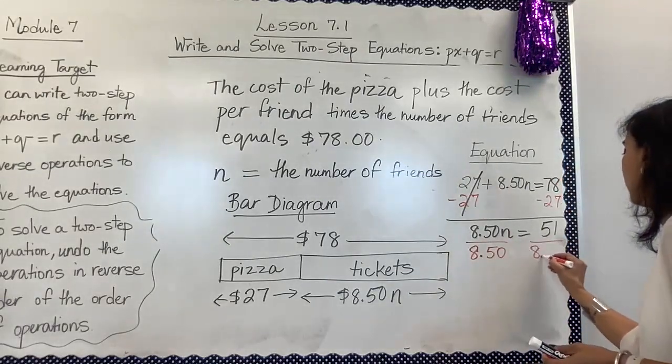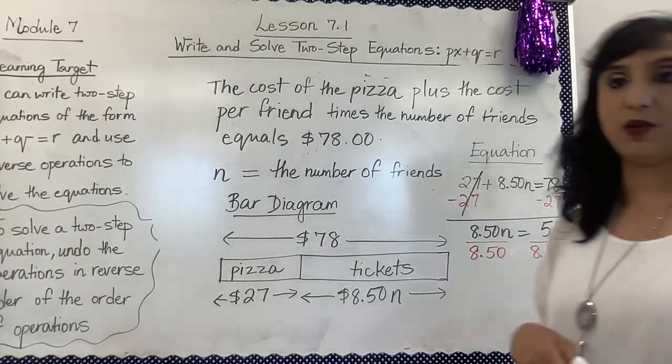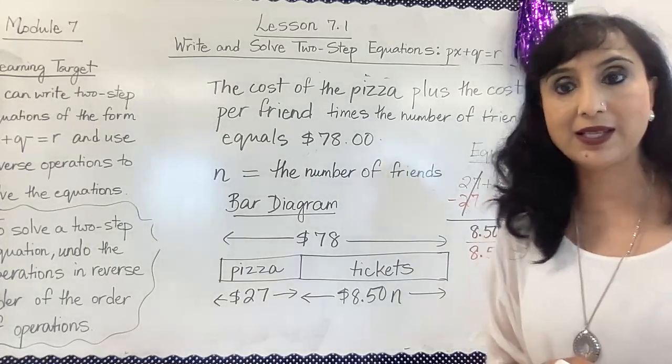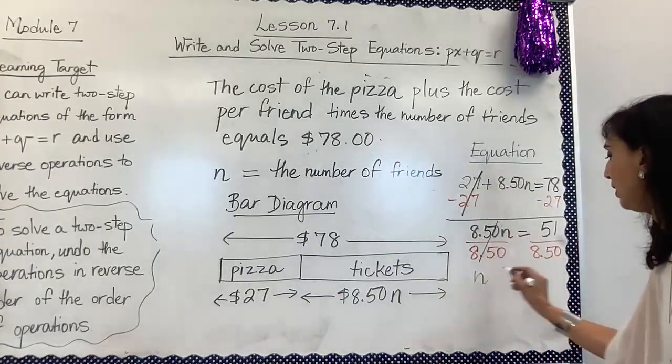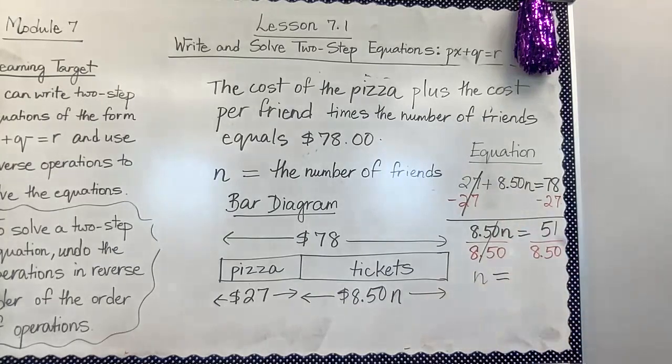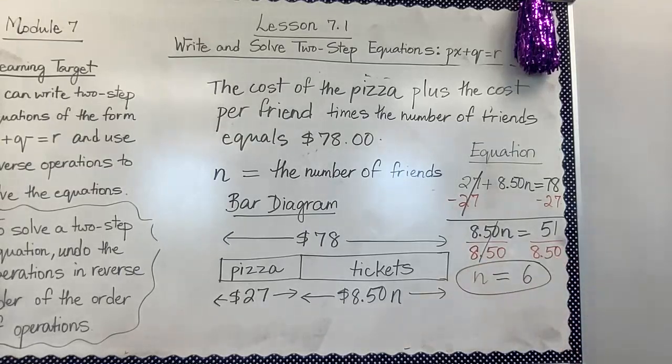because whatever I do on one side of the equation, I've got to do exactly the same thing on the other side of the equation, because an equation is a balance. And 850 divided by 850 is 1. So I have n is equal to, when I divide 51 by 850, I get 6. All right. So that means Toya has 6 friends at her party.